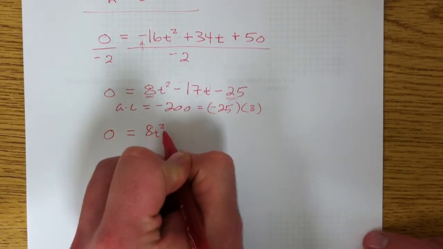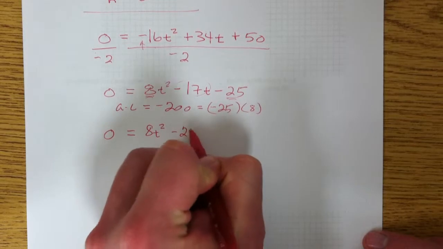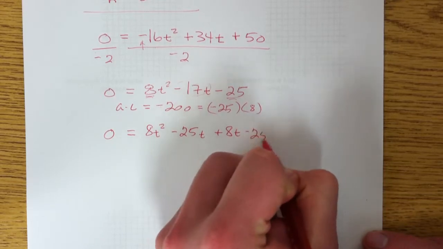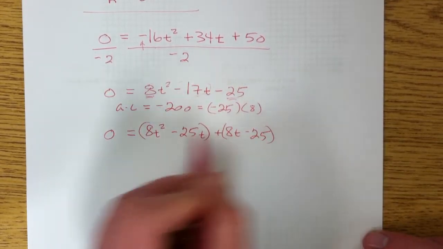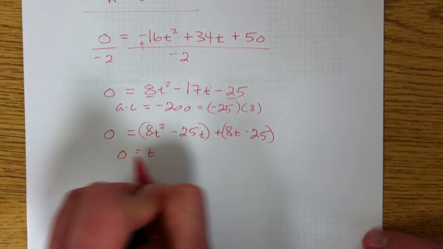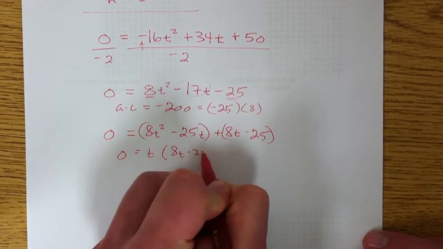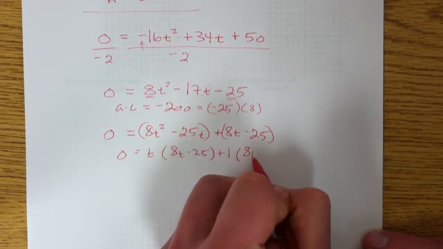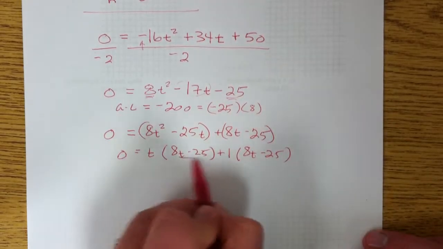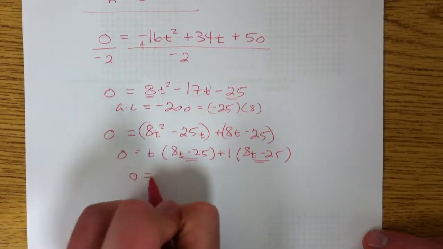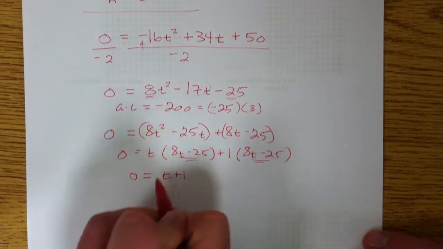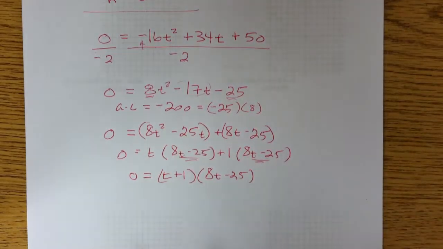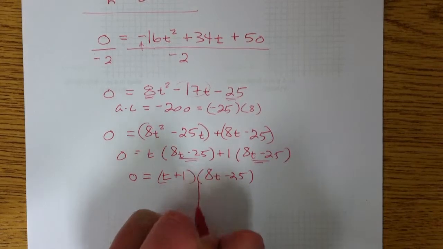So you've got 8t squared minus 25t plus 8t, because I'm rewriting that middle term, minus 25. Now you go through and you group. So the greatest common factor here is t, 8t minus 25. There is no common factor other than 1, so I'm going to put that out front because that's my greatest common factor, 8t minus 25. Notice how my parentheses are the same. So I've got 0 equals t plus 1, 8t minus 25.